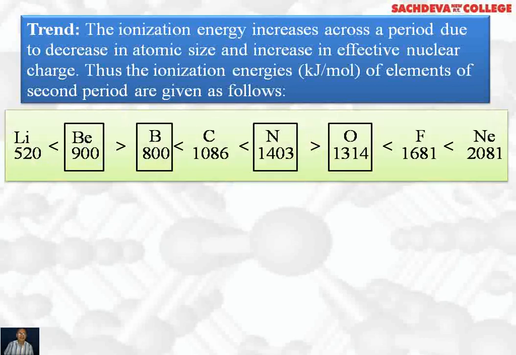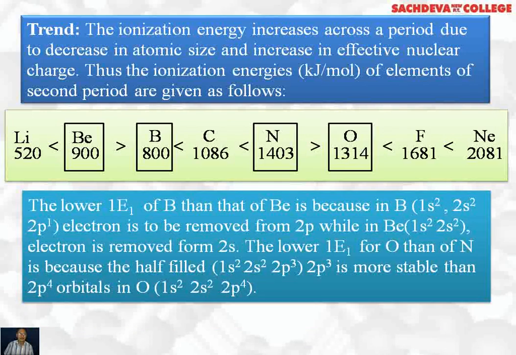But there are some exceptions. For example, the lower ionization energy of boron than beryllium is because in boron the electronic configuration is 1s2, 2s2, 2p1. That is, the electron is to be removed from the 2p orbital. While in beryllium it is 1s2, 2s2. The electron is removed from the 2s orbital, which is completely filled. So more energy is required to remove an electron from the 2s orbital as compared to the 2p orbital.